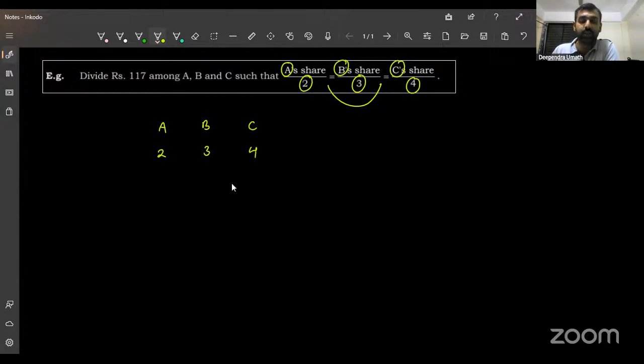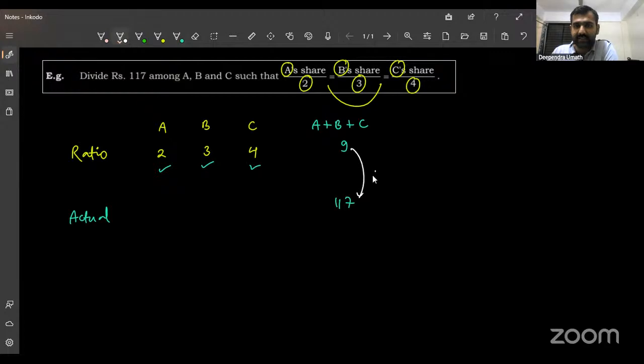You can always conclude this. Now again, this is all given to me on which scale? This is all given to me on ratio scale. What I also know is that the total of A, B, and C would be 2 plus 3, 5 plus 4, 9. But on the actual scale, the total was 117. So we all know that 117 is 13 times of 9.